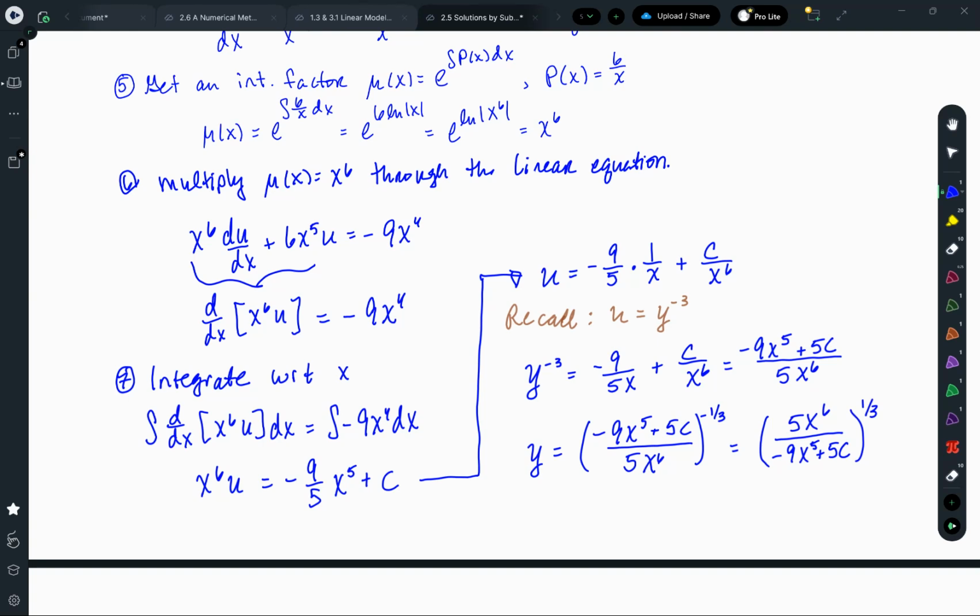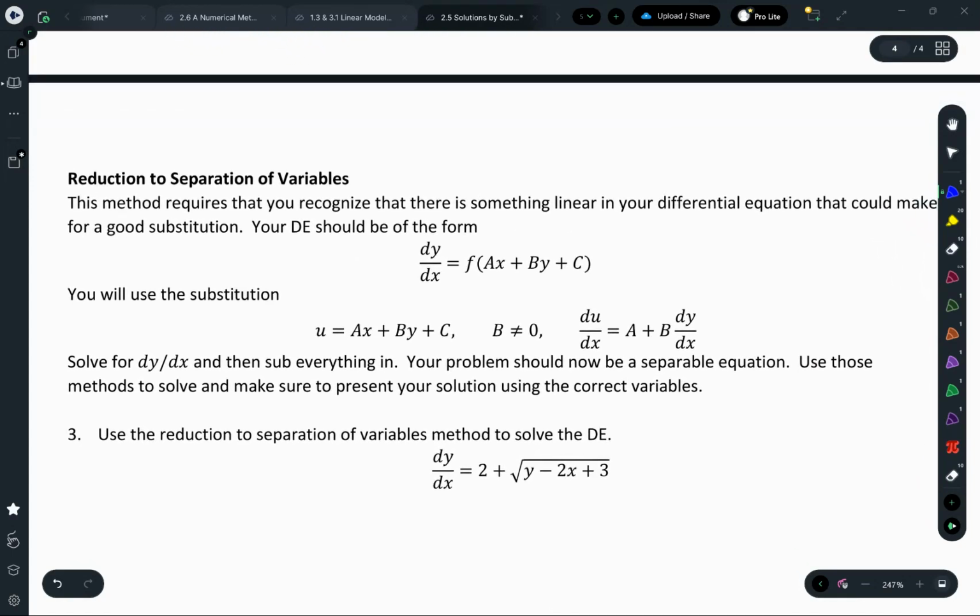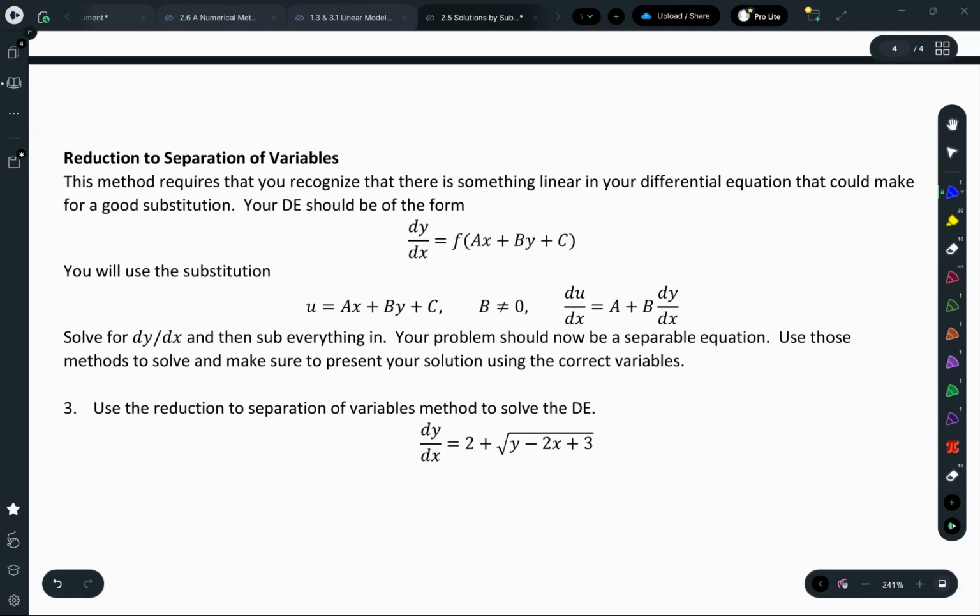All right, that is the Bernoulli equation method. There are a lot of steps to it. I would say write down the steps in your own words so that you're very clear on what you need to do every time you're told to solve the Bernoulli equation. Okay? The next method is called the reduction to separation of variables.